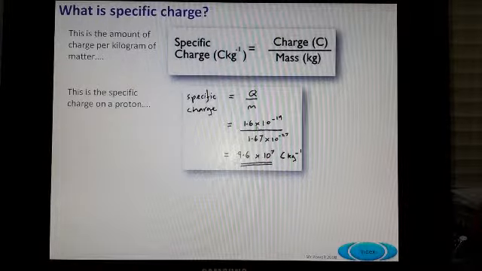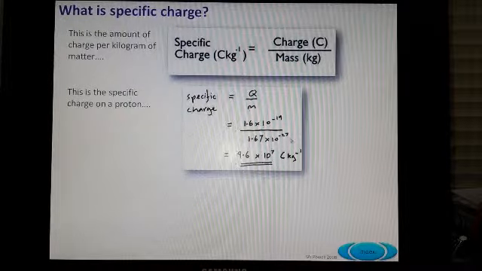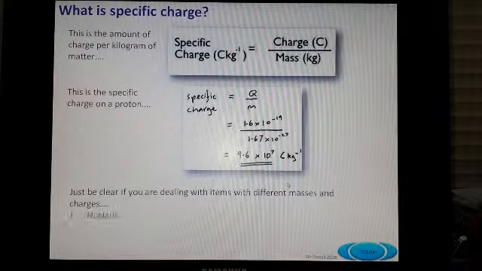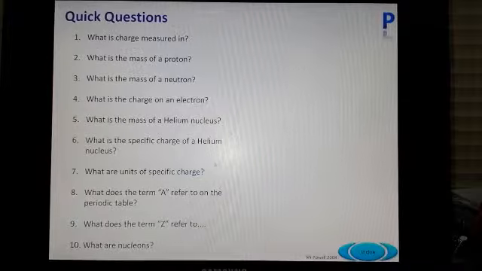So if it's an electron, the charge is 1.6 times 10 to the minus 19. Protons, 1.67 times 10 to the minus 27. Make sure you know how to use your calculator. We need to be clear as well: are we dealing with a nucleus, an ion or a particle?